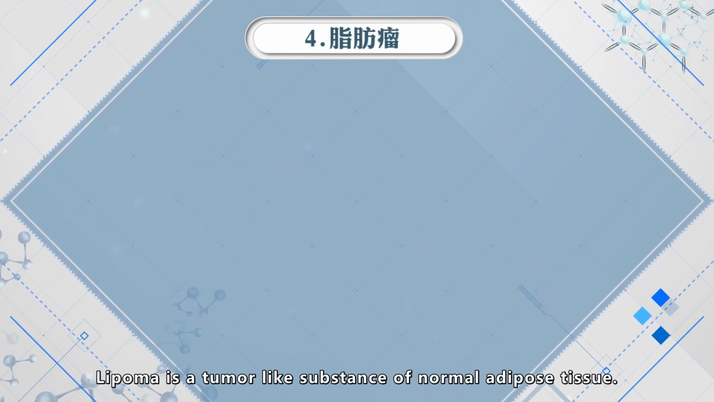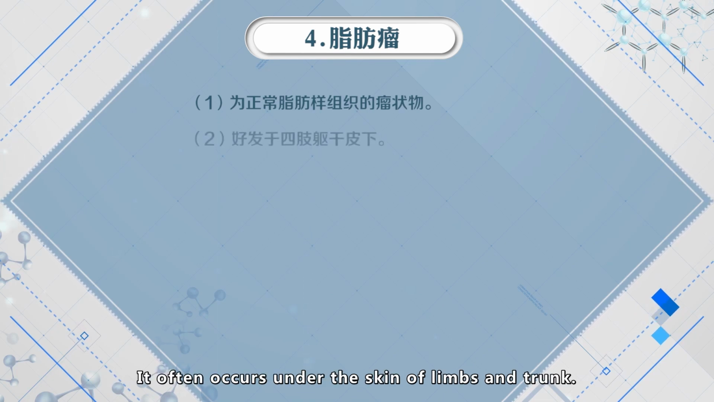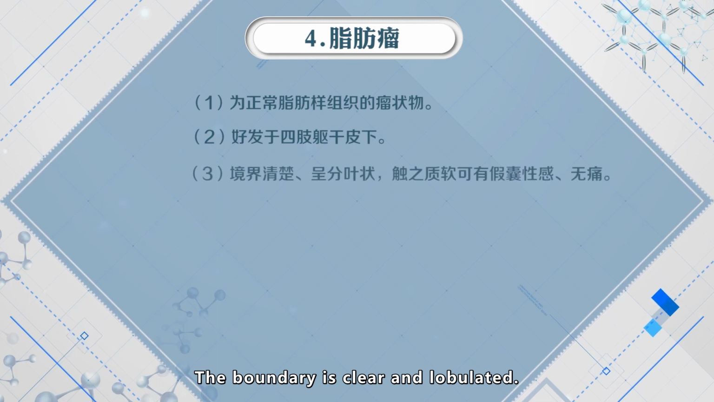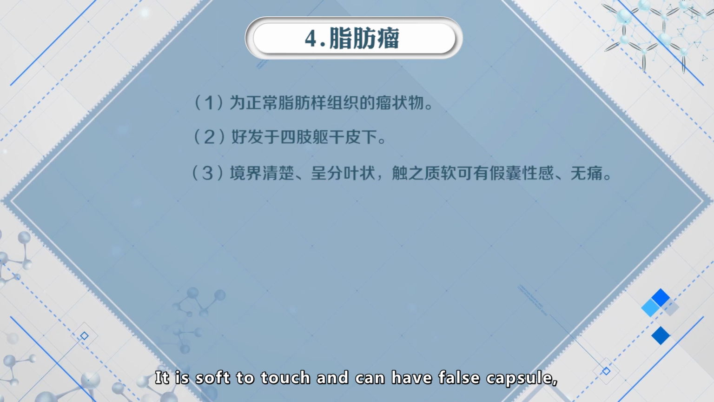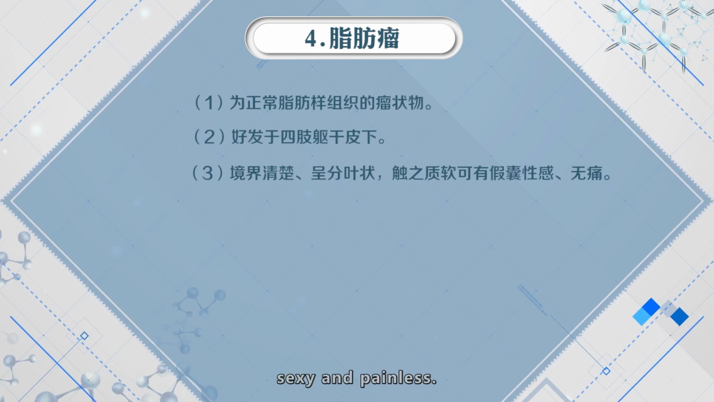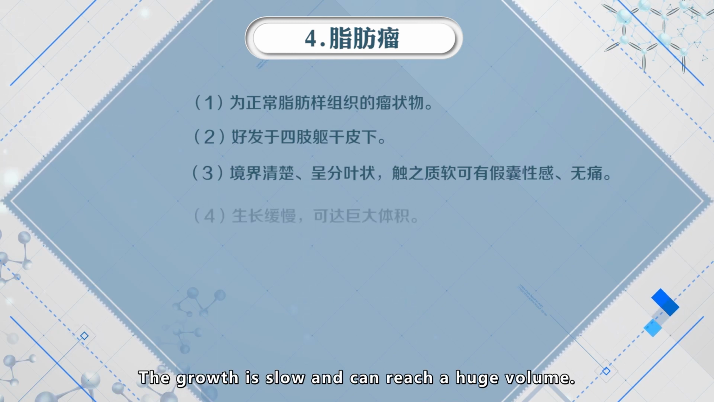Lipoma is a tumor-like mass of normal adipose tissue. It often occurs under the skin of the limbs and the trunk. The boundary is clear and lobulated. It is soft to touch and can have a false capsule, and is painless. The growth is slow and can reach a huge volume.